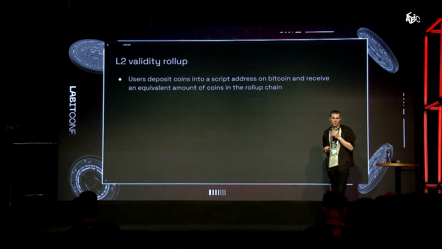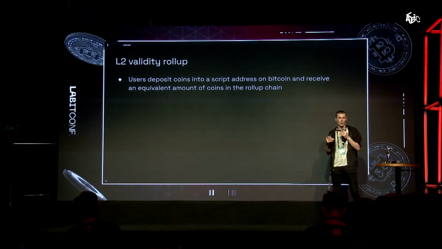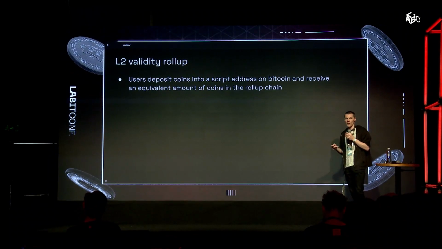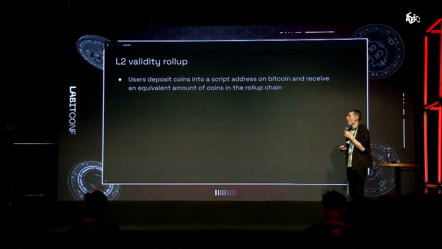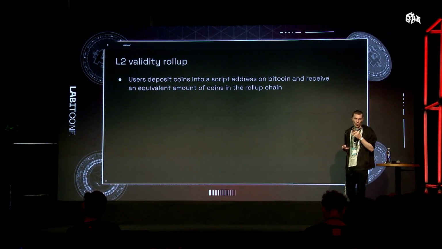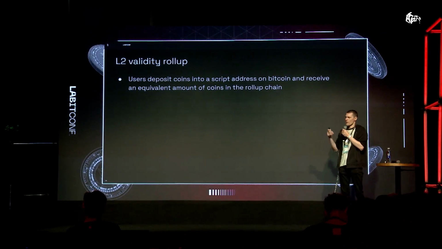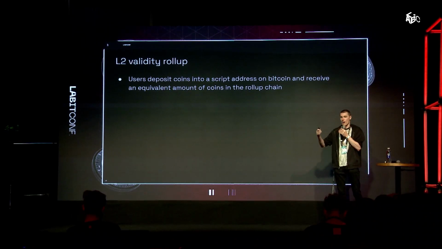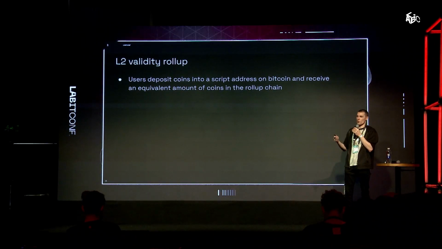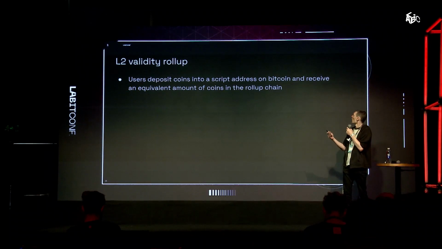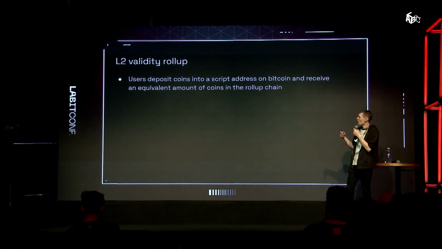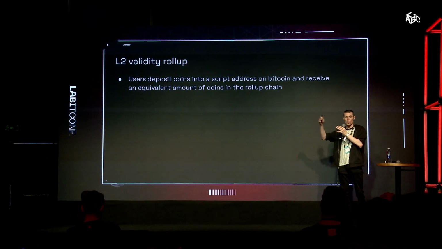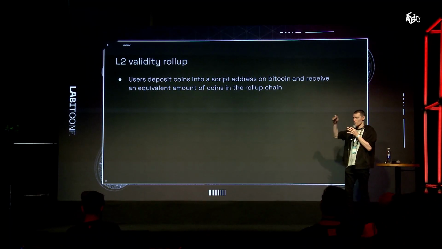Another example, which is gaining more attention and prominence in the Bitcoin community and certainly in other cryptocurrency communities, are layer 2 validity rollups. So the basic idea with a layer 2 validity rollup is that users can deposit coins into a script address on Bitcoin layer 1 and receive an equivalent amount of coins in this rollup chain. So it's another blockchain that kind of runs on top of Bitcoin.